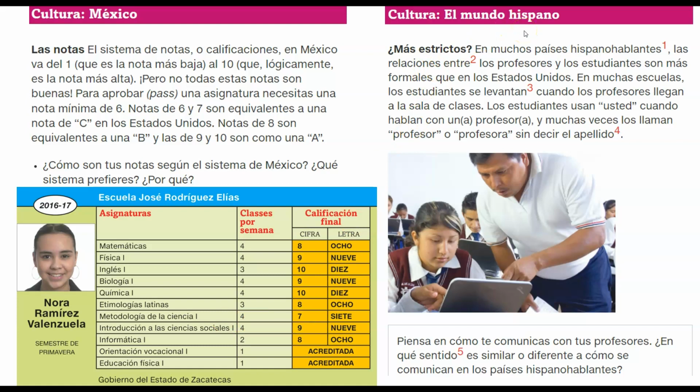And El Mundo Hispano, the cultural world in the Spanish-speaking world. Are they more strict? In many Spanish-speaking countries, the relations between teachers and students are very formal, or more formal than the United States. In many schools, the students stand up when the teachers enter the classroom. The students use usted, which is the formal or fancy you, when they speak with a teacher. And many times they call them profesor or profesora without saying their last name. So think about how you communicate with your teachers. In this sense, is it similar or different to how those of the Spanish-speaking world communicate?